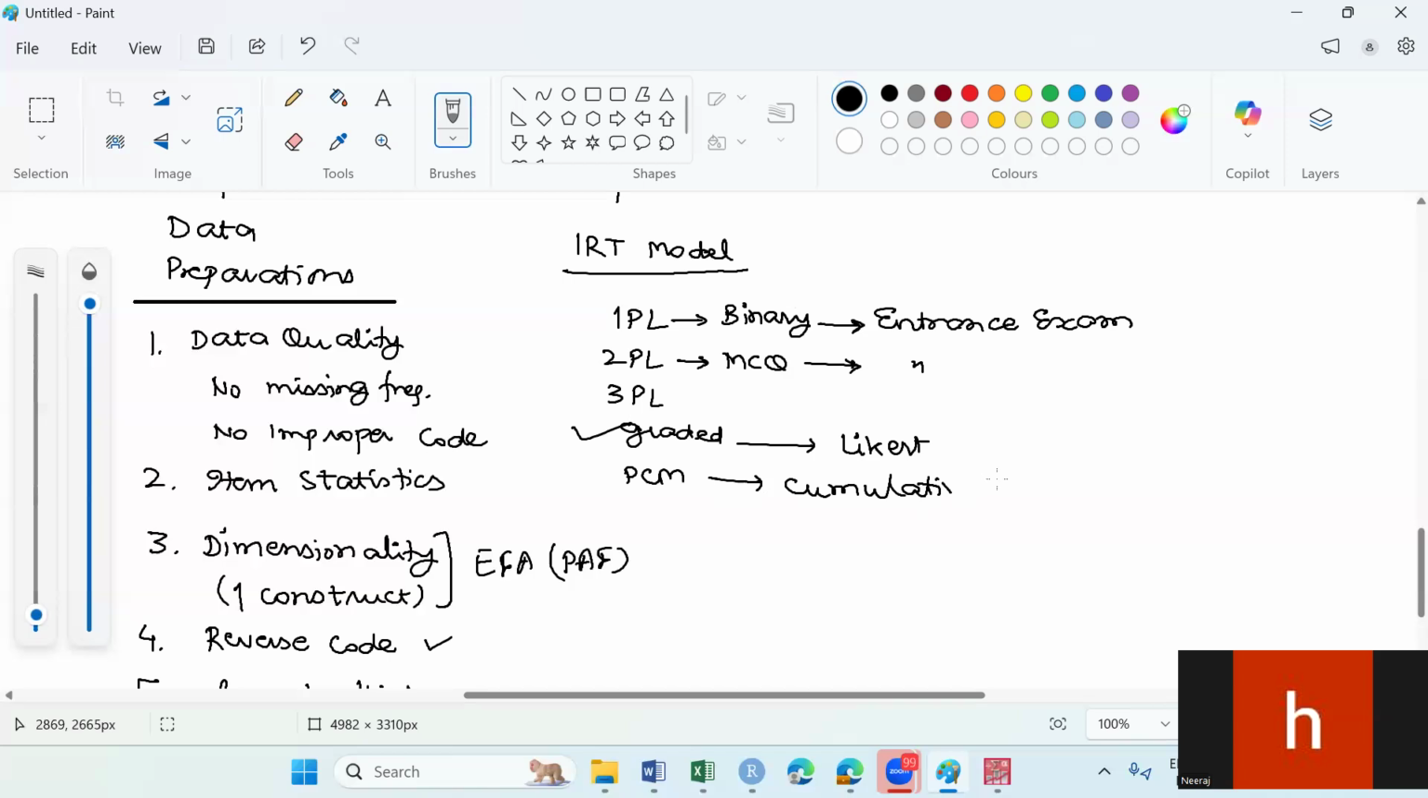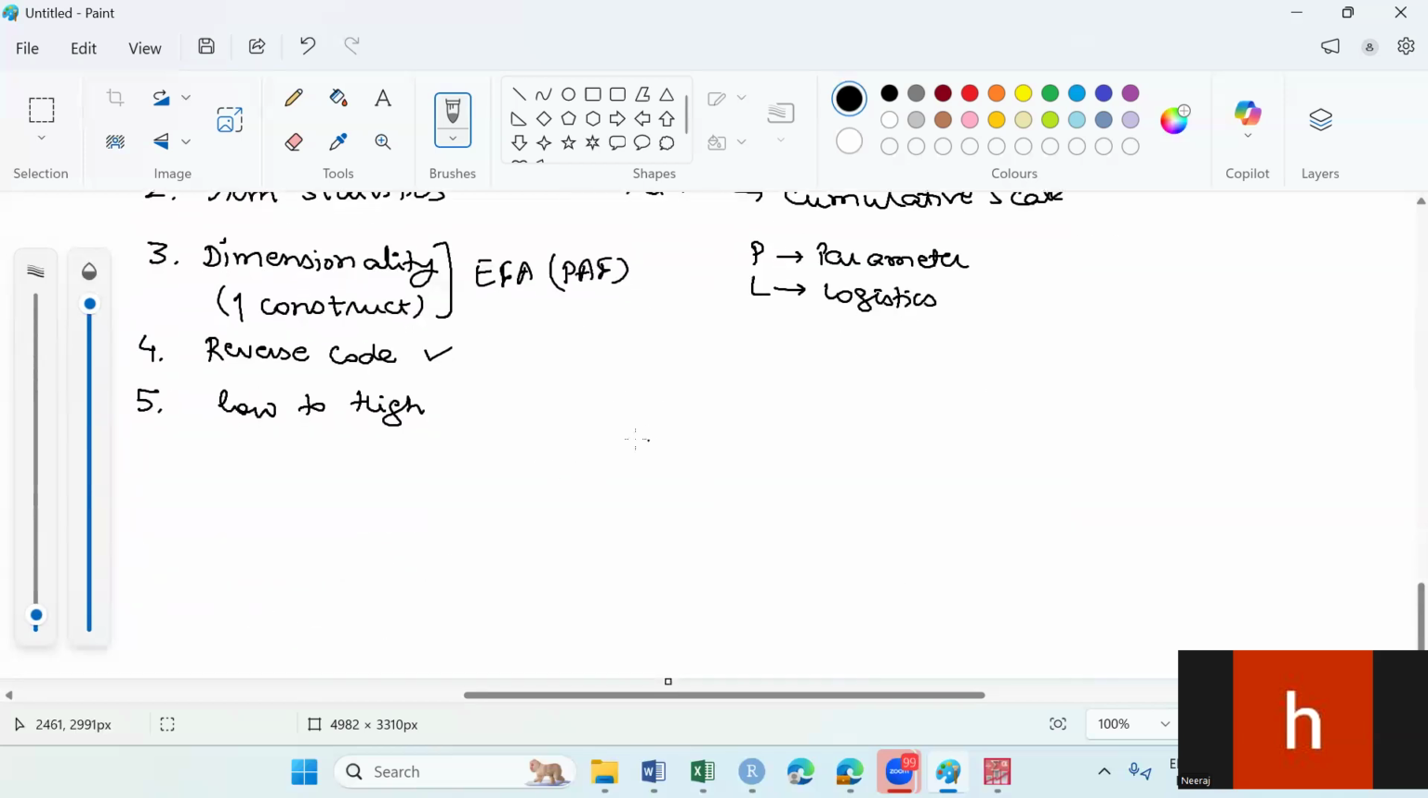Sir, the question is, what is PL? P means parameter, L means logistic. What it will do, Dr. Raja, just think of it hypothetically, I will not go into the mathematical computation. We have two dimensions, the items and the persons in our scale. Now we will have a third dimension, which is called the score also.